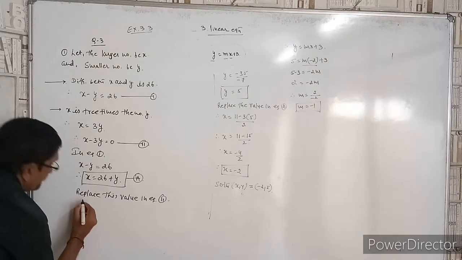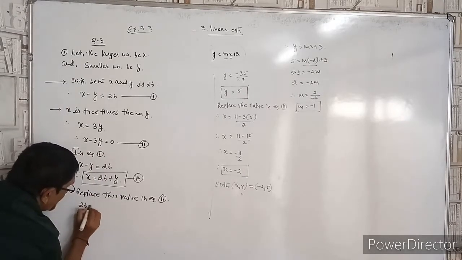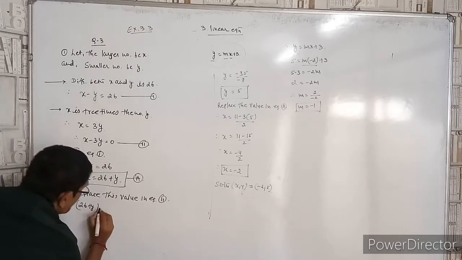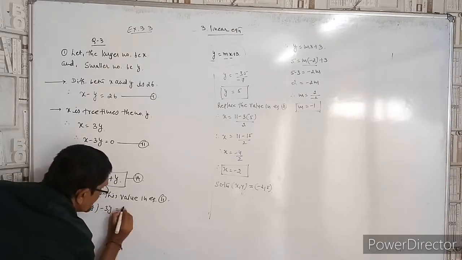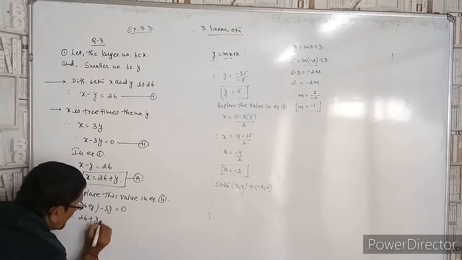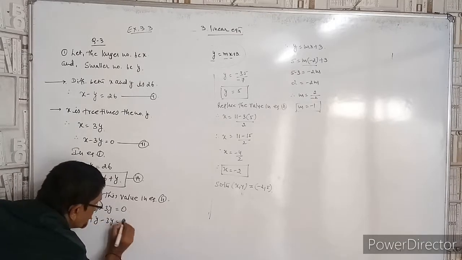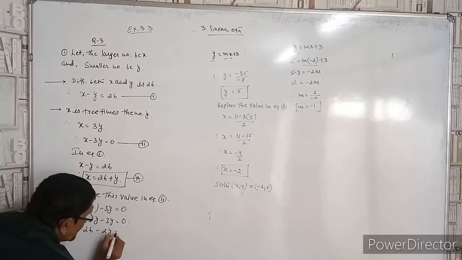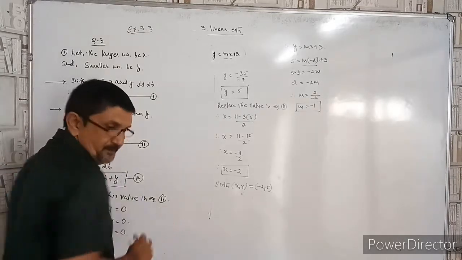So therefore, in place of x we can write 26 plus y. x minus 3y is equal to 0. So therefore 26 plus y minus 3y is equal to 0. So it is 26 minus 2y is equal to 0.